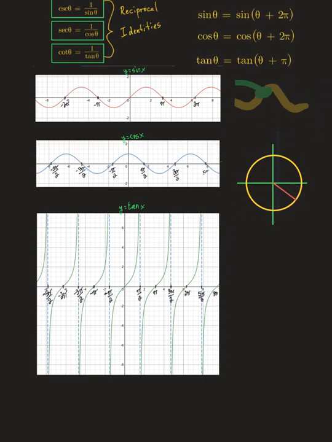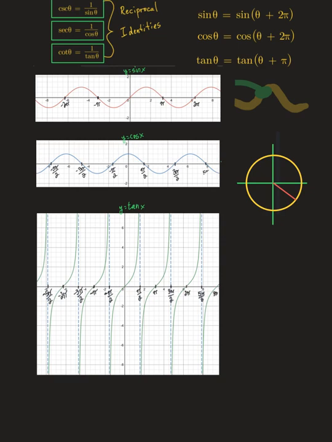Now, I won't write it here, but of course that works for the reciprocal trig functions as well. So cosecant theta, secant theta, and cotangent theta will have the same periods as sine theta, cos theta, and tangent theta, respectively. And so you can use that with the reciprocals as well.